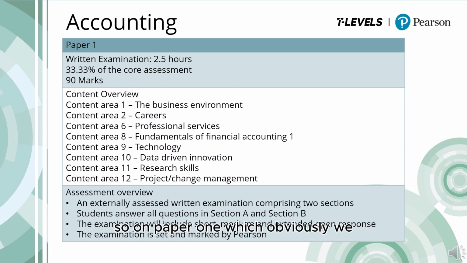So on paper 1, which obviously we can see is the more business focused paper, this is a 2.5-hour paper and it's worth a third of the marks of their core assessment, so the first year typically speaking, and it'll be 90 marks. So there's not a lot of time. Students will need to move at pace to get through the paper and answer all these questions.